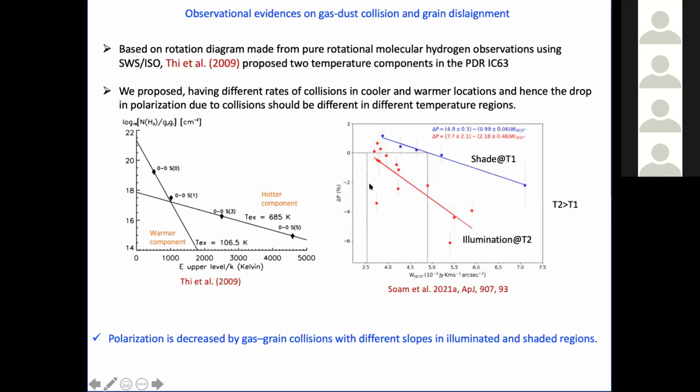And we do see that, first, there is a drop in the polarization with the increase in the HCO+ line of sight intensities. And also the rate of the drop in polarization depends on the temperature. The higher the temperature, the more the collisions, so the greater the rate of drop of polarization. So this was just one test of how collisional disalignment can affect the polarization, and how it depends on the different temperatures of the regions.